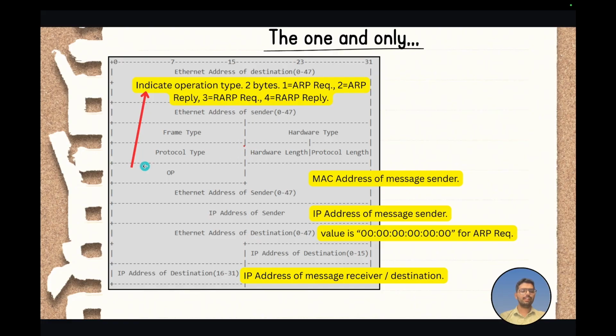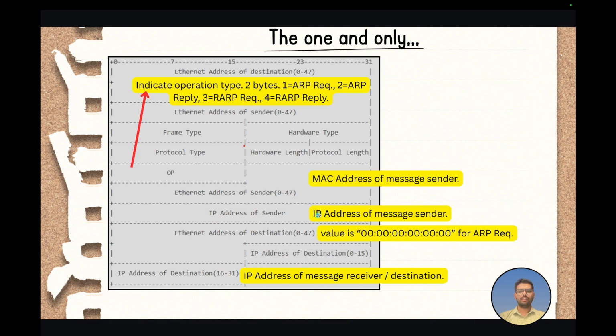Now OP, the operation type, has a length of 2 bytes. For ARP request it is 1, for ARP reply it is 2, 3 for reverse ARP request, and 4 for reverse ARP reply. We will see what reverse ARP is in upcoming slides. Now the Ethernet address of sender is the MAC address of the message sender. Remember, this message sender and the destination are different. We will see how they differ in the next slides.